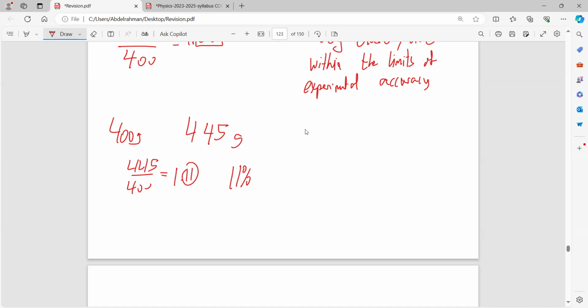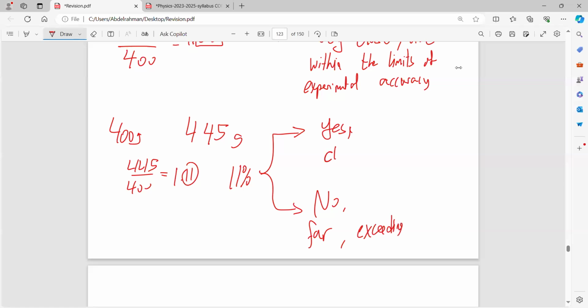If you say yes, you have to say that they are close and within the limits of experimental accuracy. If you say no, you have to say far and exceeding the limits of experimental accuracy. Both answers would be correct in this case. Far and exceeding. Here you will say close and within the limits of experimental accuracy.